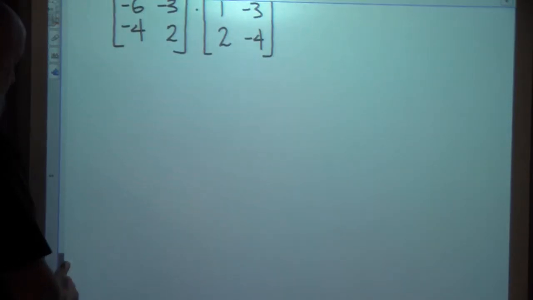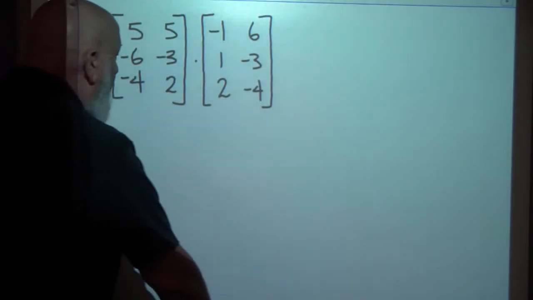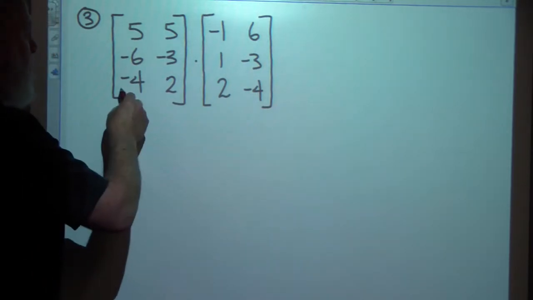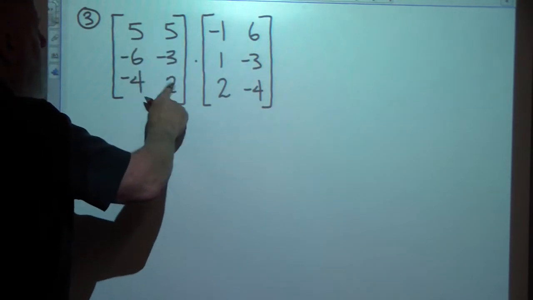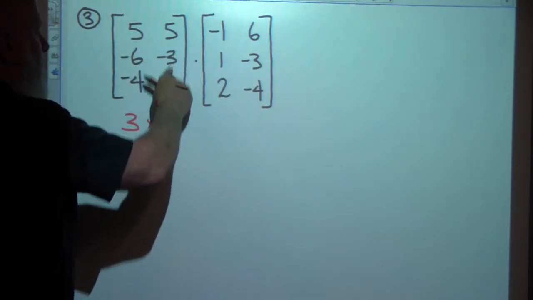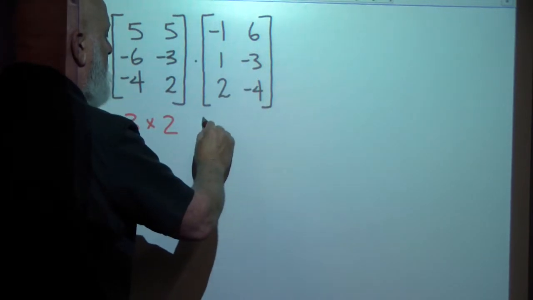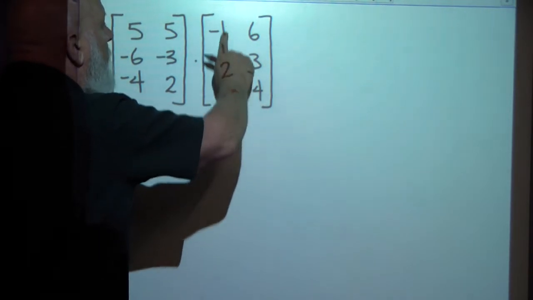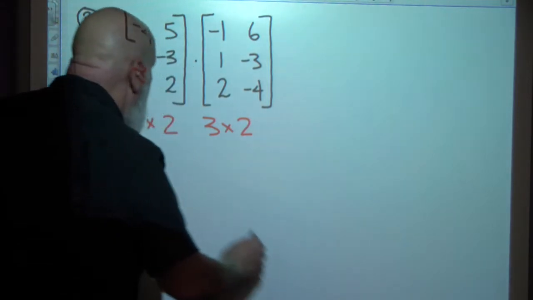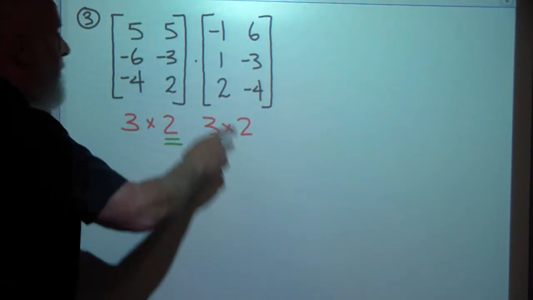Okay, looks like this is the last one. So here we go. I'm asked to multiply these together. As always, the first thing I'm going to do is state the dimensions. I have 3 rows by 2 columns. And here I've got 3 rows by 2 columns. And I see that these 2 numbers are not the same, so I can't perform this multiplication.